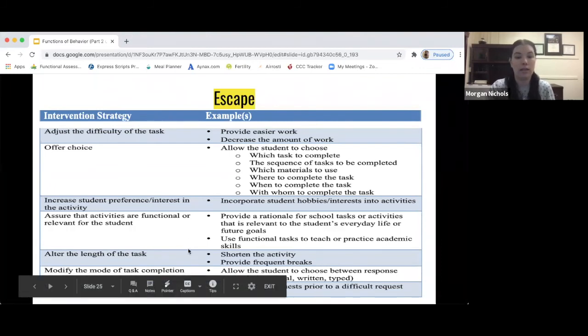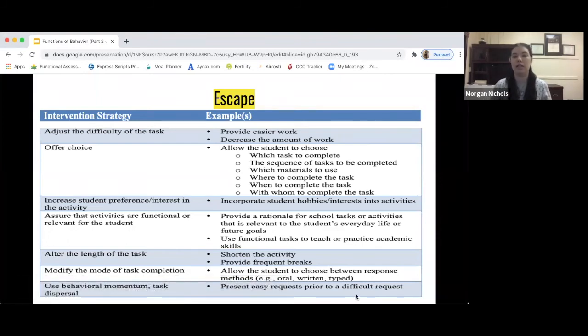And the last one says use behavioral momentum. That basically is presenting easy requests before you present a difficult request. So that's asking your kid to do something that is very easy, that you know they have the skills to do, before you ask them to do something else. And that could be something as small as, hey buddy, come here and give me a high five. If they like giving high fives, give me a high five, turn around, touch your nose, be silly with it, dance with me. Okay, now I need you to go brush your teeth, because you already got the ball rolling of them complying with you.